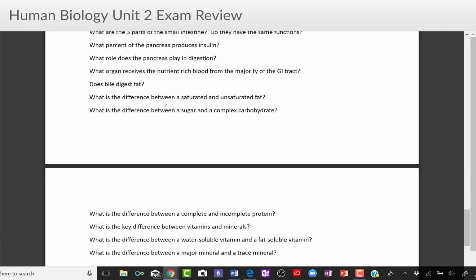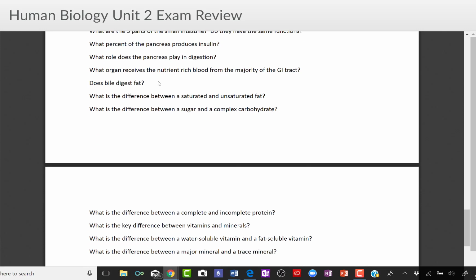Does bile digest fat? No. Your liver produces bile. It's stored and concentrated in the gallbladder, but it doesn't digest fat. It emulsifies fat. Emulsification is, oil and water don't mix. So you take these large droplets of fat that aren't mixing with water, and you break them up or emulsify them into thousands of tiny ones. Its job is to increase the surface area of fat so that it can be digested. So it's kind of a trick question, but bile does not digest fat, it makes it way more digestible.